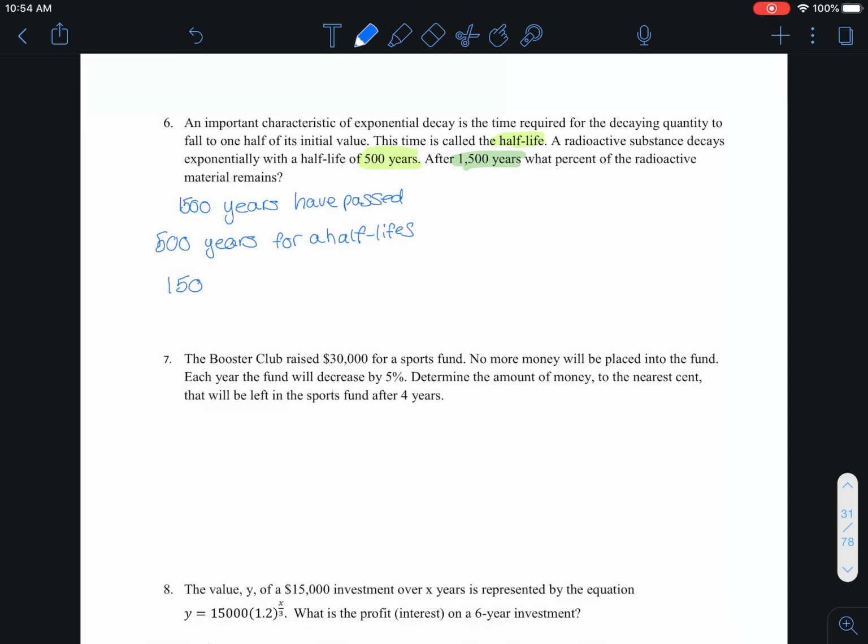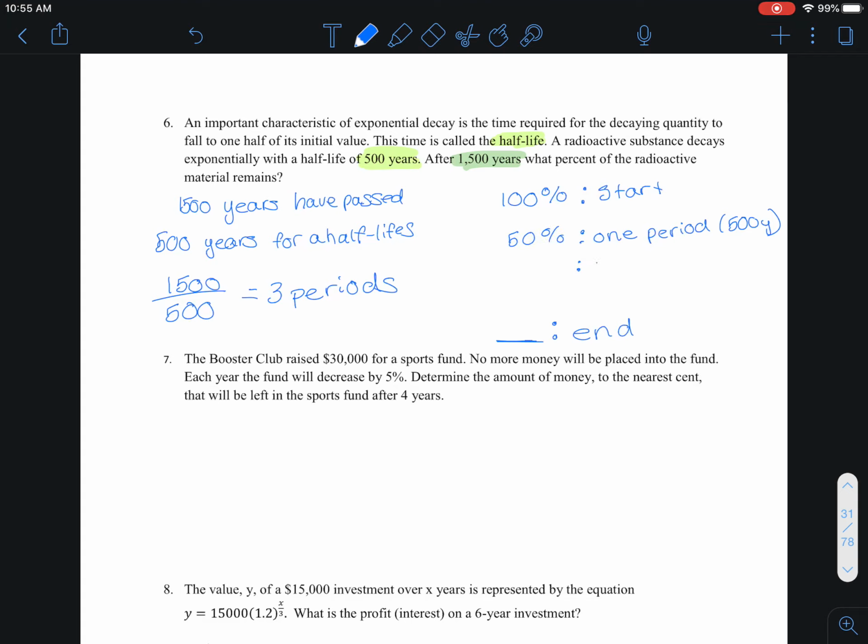Well, I do 1,500 divided by 500. So there's 3 periods where this substance has been cut in half. So if we think about it, we start off with 100%, so this is our start, and our end. So we want to figure out what percentage is left at the end. This is our goal. Okay, so we know that 1 period passing, so at 500 years, there will be only 50%.